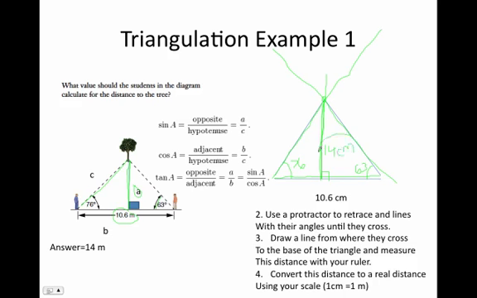Now, once I have that in my scale drawing, I can jump back to real life. So when I did my scale drawing, the baseline, what did I do? I converted it to centimeters. And so if I take 14 centimeters and convert it back to meters, then in real life, it would be 14 meters because my scale is 1 centimeter equals 1 meter in real life.